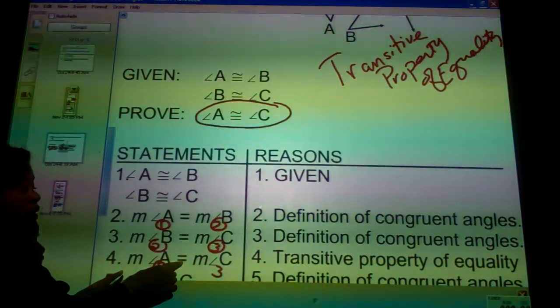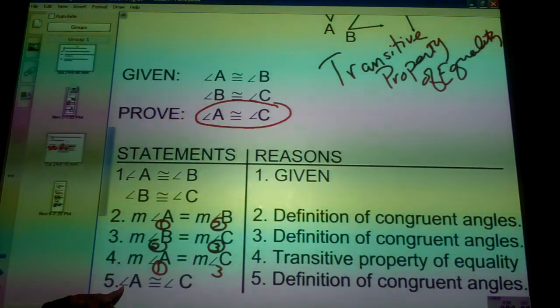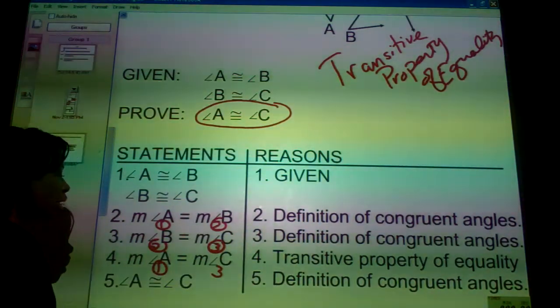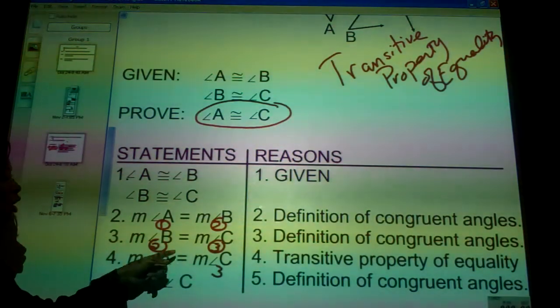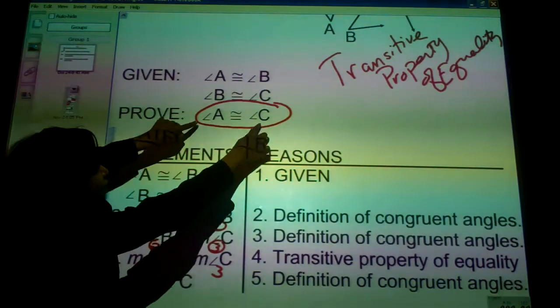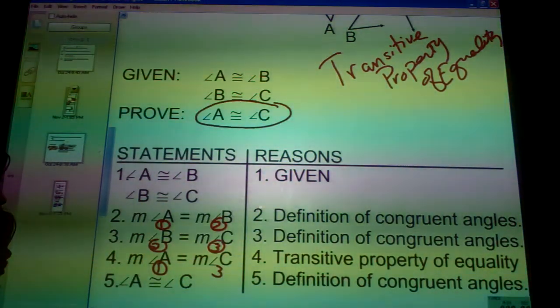Now look what I probably can do here, because I need to prove that they're congruent. I just proved they're equal. Now I'm going to prove they're congruent. And I prove they're congruent by saying angle A is congruent to angle C by definition of congruent angles. I went from equal to congruent, and we should know we can go back and forth between congruence and equal. Okay, and we've just proved that angle A is congruent to angle C. I used transitive property of equality.